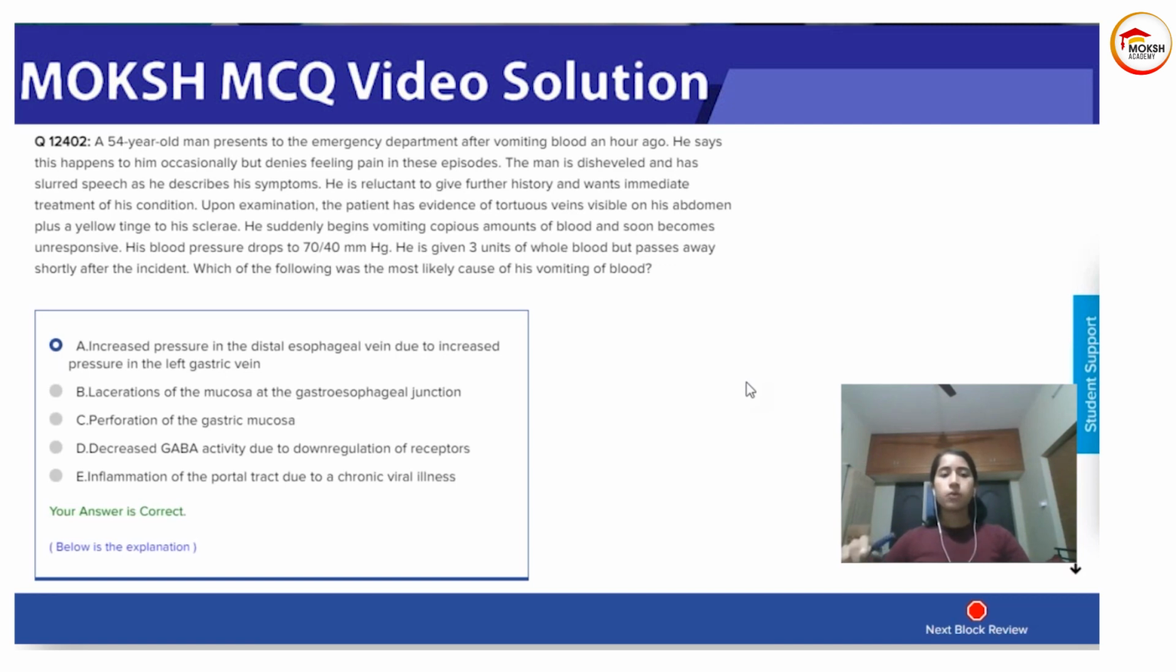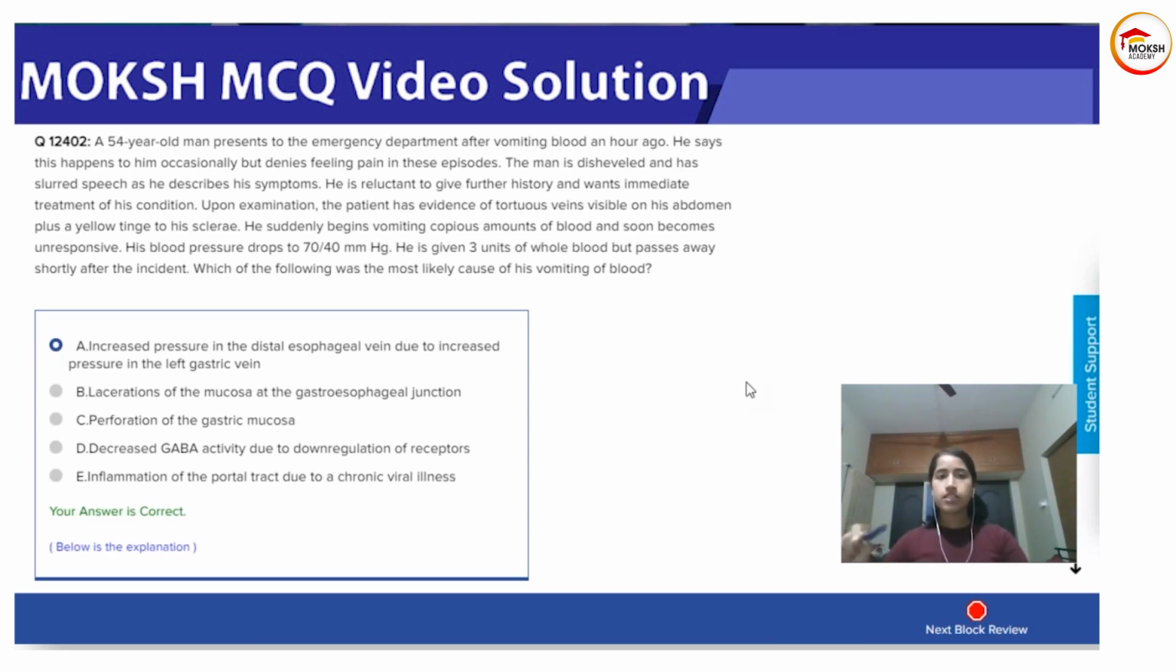There are two main points that are important for differentiating. The first is that in esophageal variceal bleeding, it's going to be a massive amount of blood loss. Whereas in Mallory-Weiss, there is hematemesis, but it's not as massive. As you can see in this question, it says he begins vomiting copious amounts of blood. And also you can see the hemodynamic instability. Blood pressure drops to 70/40 and even 3 units of whole blood could not save him. That points towards how severe the hemorrhage was, whereas in Mallory-Weiss tear, it's not as severe.